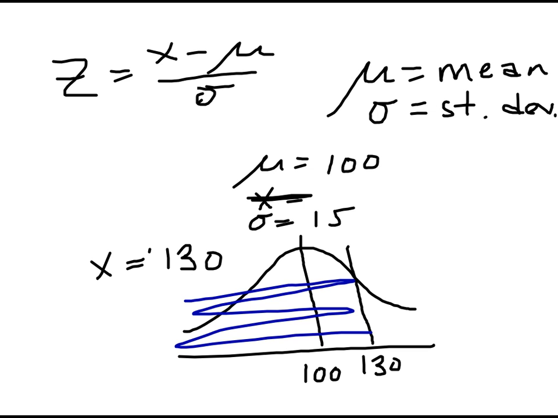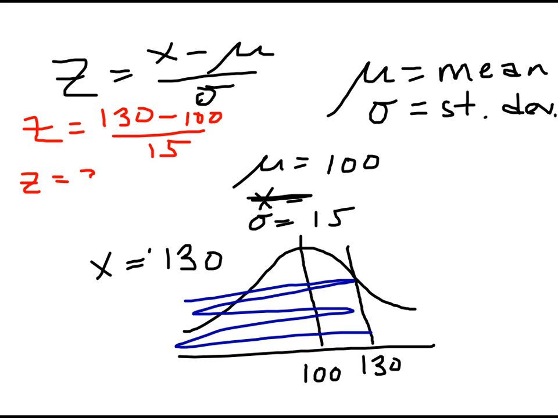So let's plug in these numbers. So z equals 130 minus 100 divided by 15. So z equals 30 divided by 15 equals 2.